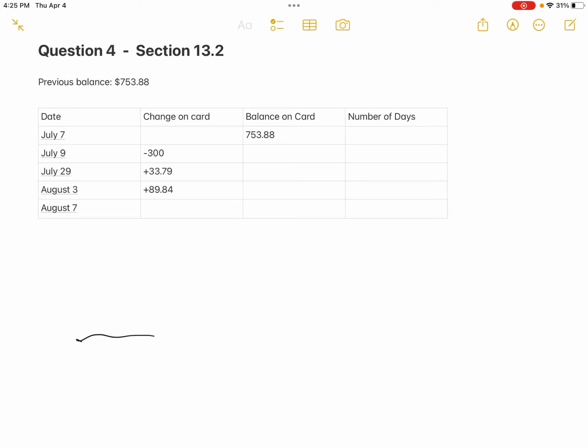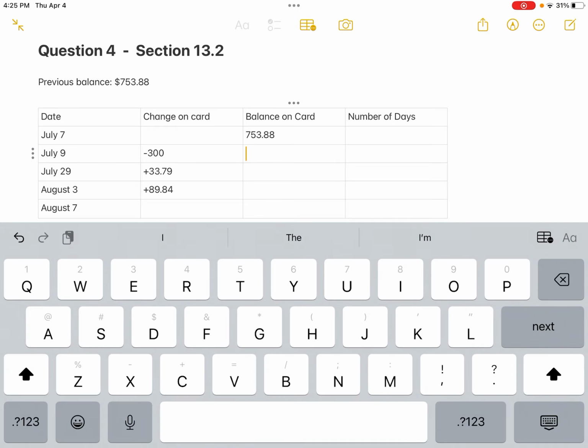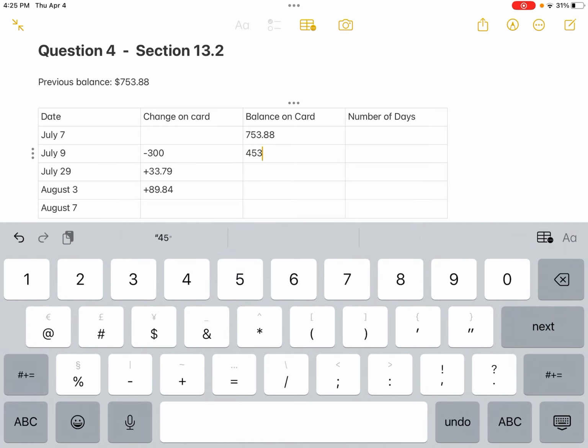Nothing happened on July 7th. It's just when the credit card billing cycle started, and so that's the balance on the card. Then on July 9th, you made a payment of 300. So that's going to take 300 off the balance, and we're going to get a new balance on that card. I just wanted to be holistic in the explanation. So 753.88, we're going to take away 300, and we have 453.88 as a balance on the card.